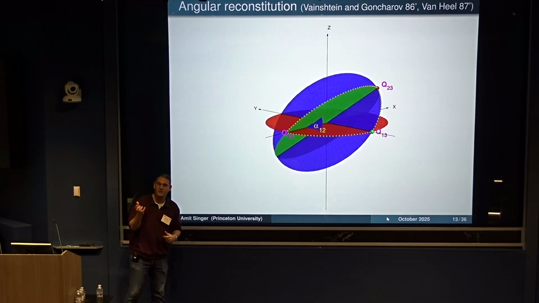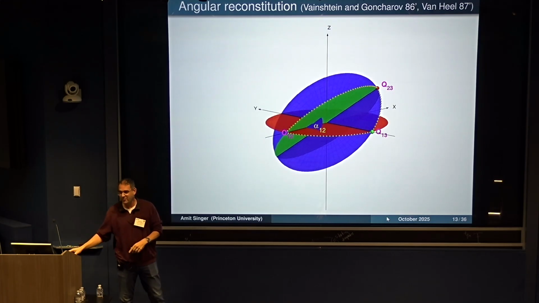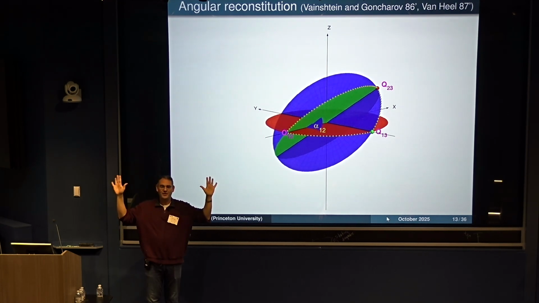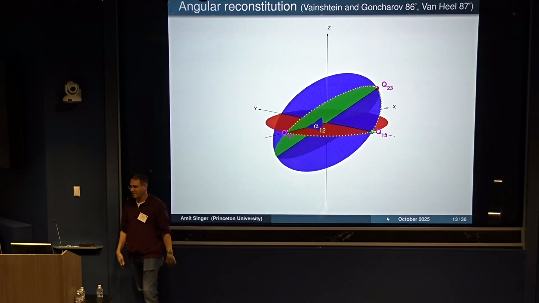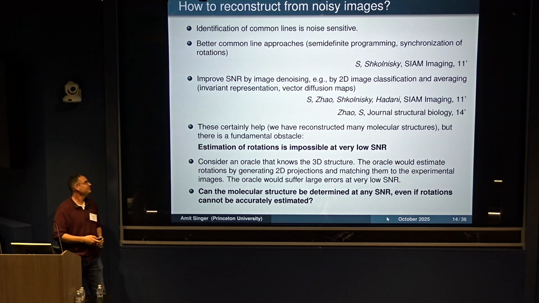Okay, so the chirality or handedness cannot be determined by single particle cryo for the very simple reason that images of my right hand and images of my left hand are going to look exactly the same. So you won't be able to tell between my right hand and my left hand using single particle cryo. You need to do, let's say, a little bit more like classical tomography.